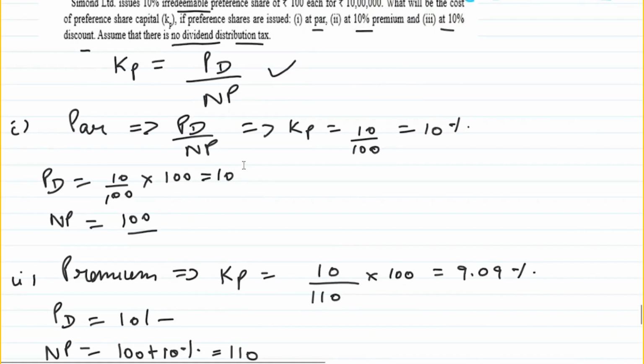Now in the next video we'll be looking at the cost of equity share capital, and we will be discussing various questions on that.